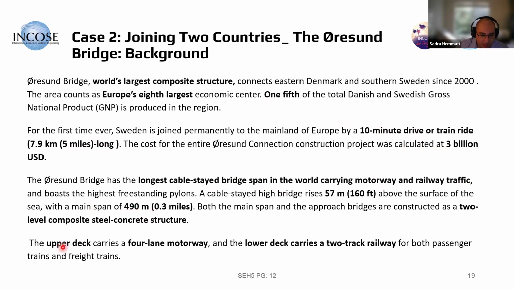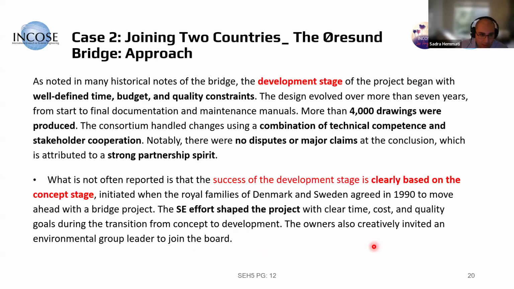And it has two decks. Upper deck is a 4-lane motorway. Lower deck is a 2-track railway. So it has both modes of transport. So the SC Handbook says the development stage began with well-defined time, budget, and quality constraints, right? They knew what they're trying to accomplish.